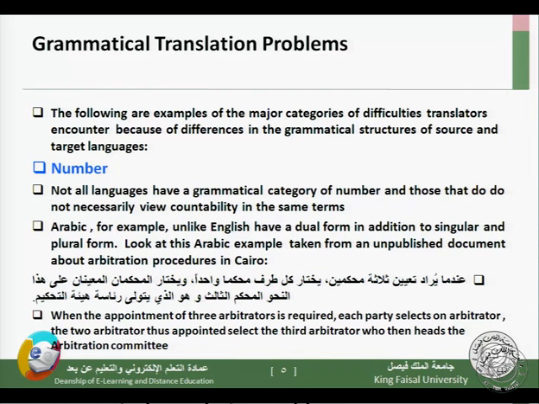Now I have selected the major categories. Category number 1 is number. What do we mean by number?